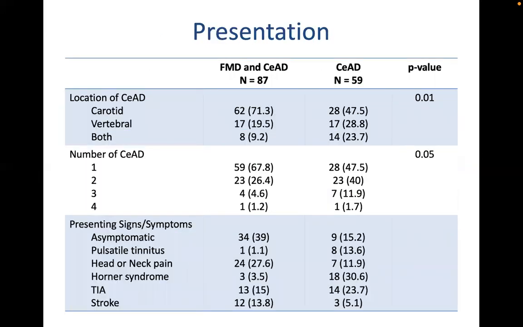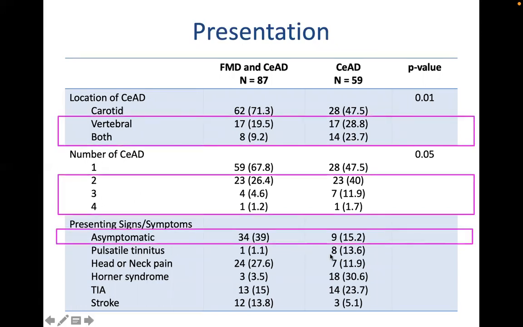Now, looking at presentation and distribution of disease, in terms of the location of cervical artery dissection, there was a higher rate of vertebral artery involvement in patients with cervical artery dissection alone as compared to those with FMD. There was also a higher rate of multiple cervical artery dissections that just achieved statistical significance in patients with cervical artery dissection alone as compared to those with FMD.